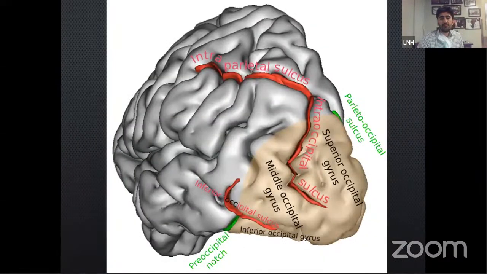And this is another diagram showing the superior occipital gyrus, the middle occipital gyrus, and the inferior occipital gyrus. And this is the pre-occipital notch, and this is the parieto-occipital sulcus, and an imaginary line divides the occipital lobe from the temporal and the parietal lobe.